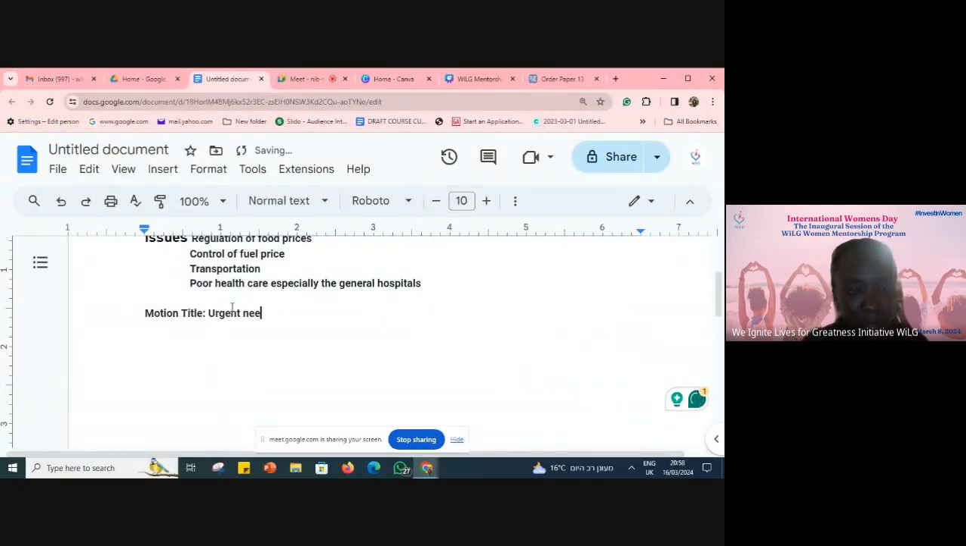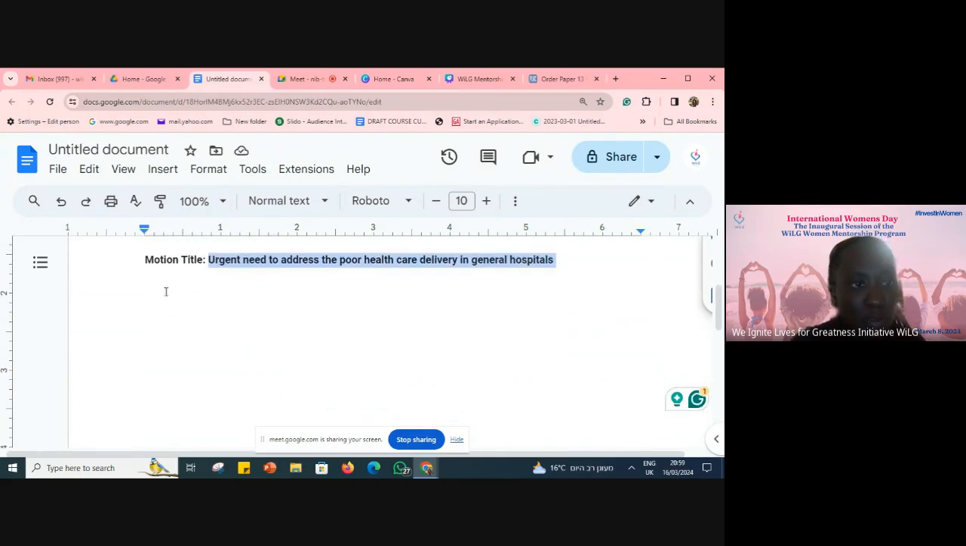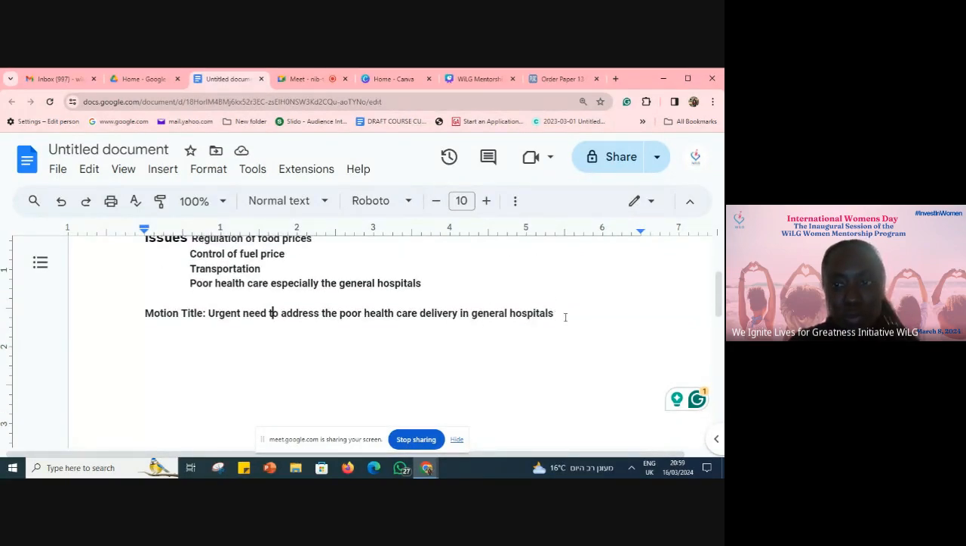Urgent need to address the poor healthcare delivery in general hospitals. So that's our title. You see, it's short. It captures all that we need to say. Urgent need to address the poor healthcare delivery in government hospitals.